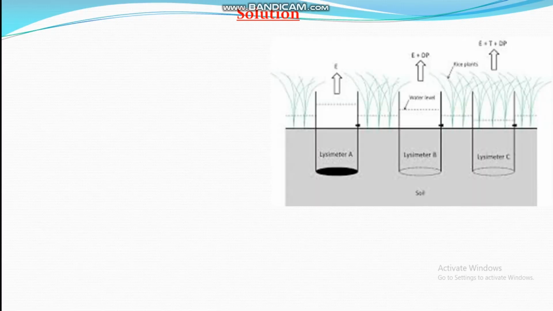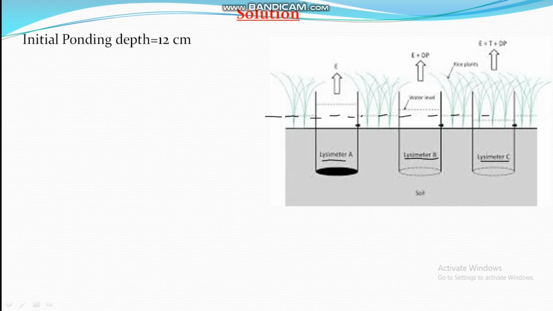So this is the condition in the field. Three lysimeters, A, B and C, are installed in a rice field, the open paddy field. The initial ponding depth means this is the ponding depth, you can say. This is the initial depth that was there. So this is the water level of the paddy field. Okay, get it. So this was there initially.